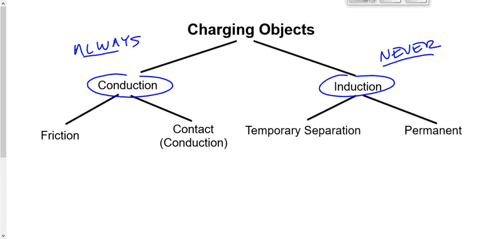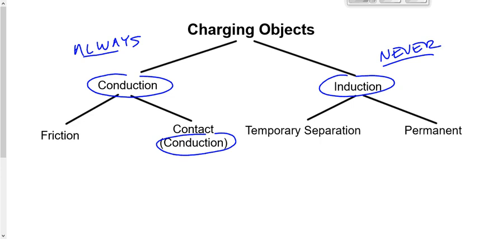If we charge two things by contact, which sometimes is just called conduction, then it means we're touching two things together that are of unequal charge. One of them is +5, one of them is +7. They're going to try to balance out to be +6 and +6, right?